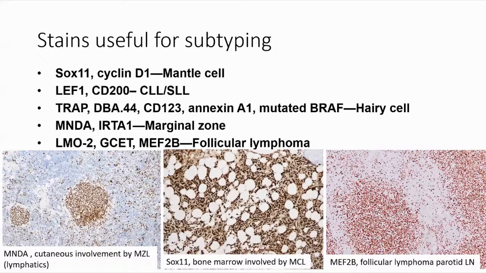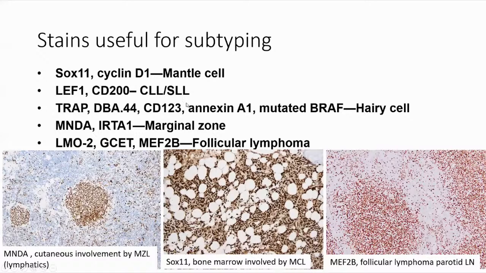And SOX11 is also helpful, can be used in ones that don't have the cyclin D1 translocation, but instead have cyclin D2. CLL, SLL also typically will show CD200. You can do that by flow or by IHC or LEF1. It's a transcription factor that's normally in T cells, but it's not normally in B cells, so that can be helpful. Now, hairy cell has a whole pile of things that we can look at by flow and by IHC. So usually you can nail down a hairy cell leukemia diagnosis pretty well.